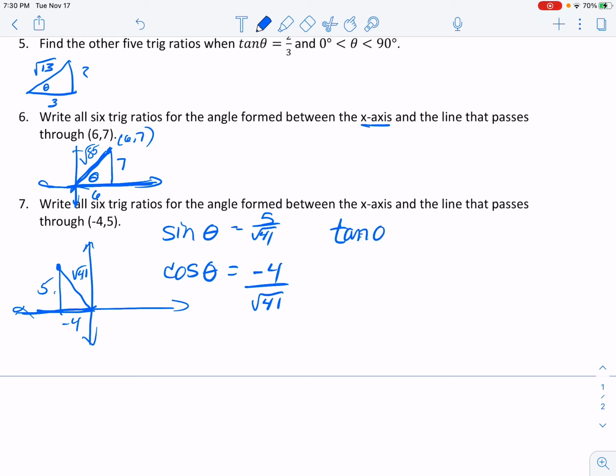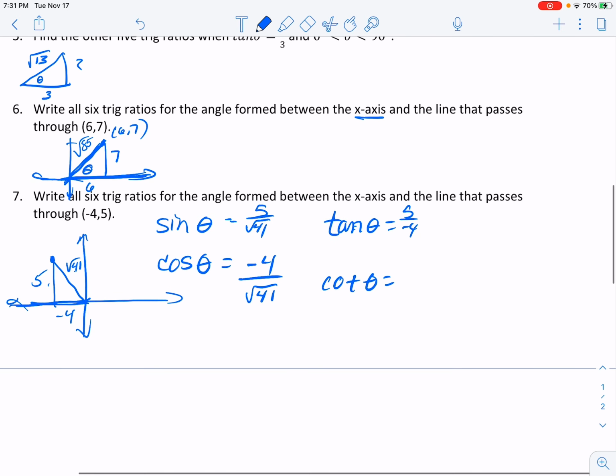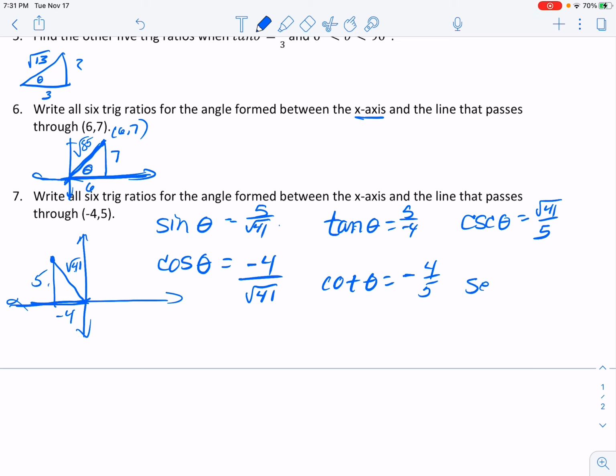The tangent of theta and the cotangent. The tangent's going to be 5 over -4. Remember, that's the same as if you put the negative out front. Okay, so like the cotangent, I could write it like this, because if one of them's negative, the whole thing's negative. And then we have the cosecant, which is the reciprocal of the sine. And the secant is the reciprocal of the cosine.